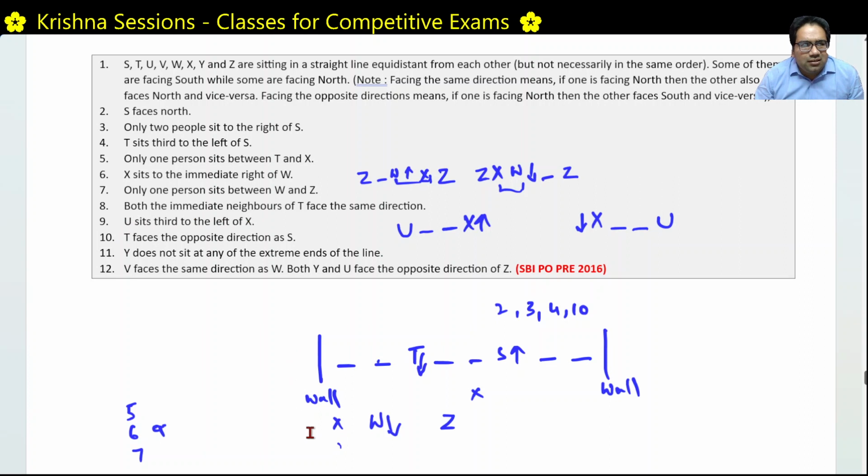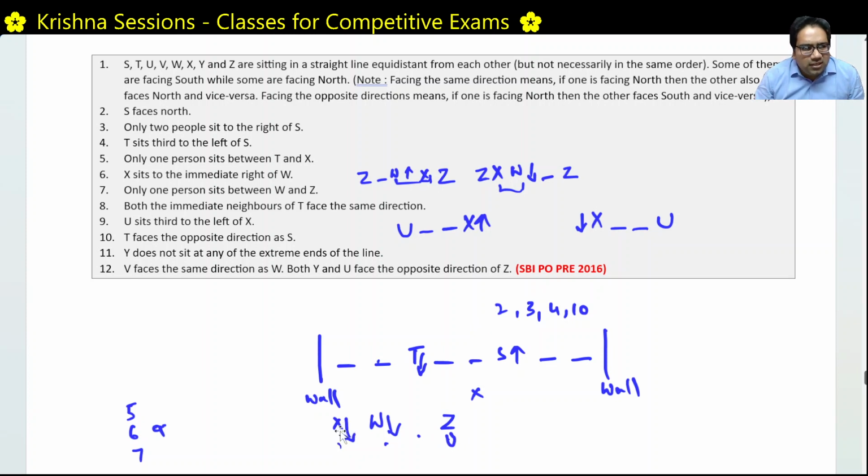If X is here, what is the possibility of third to the left of X? Clearly, on the left side there is no possibility because this is the wall. That means if X is sitting here, X has to face downwards only, and U third to the left of X: 1, 2, 3. So this has to be U, which is clearly not possible because this is already taken by Z. Right. So what does that mean?